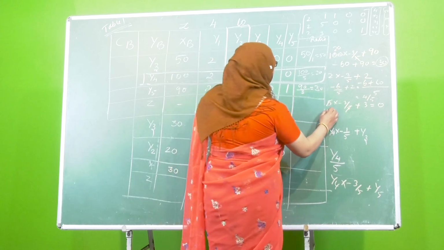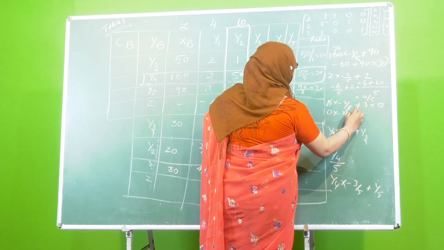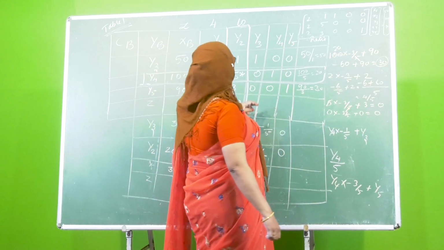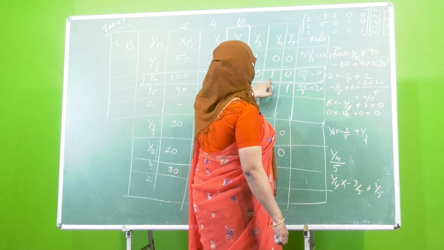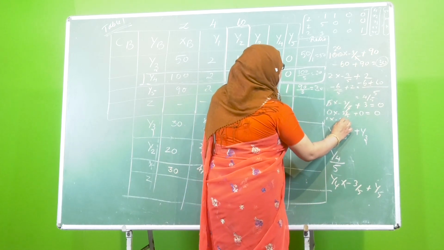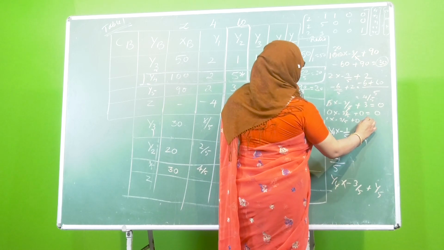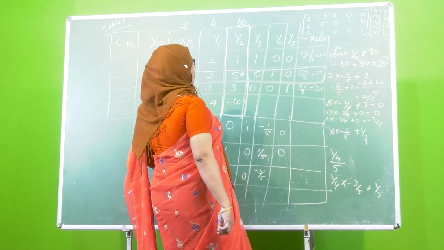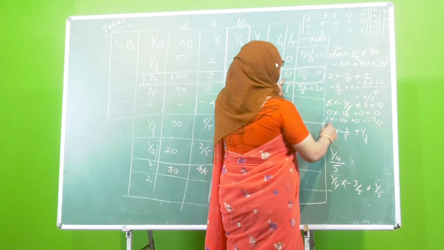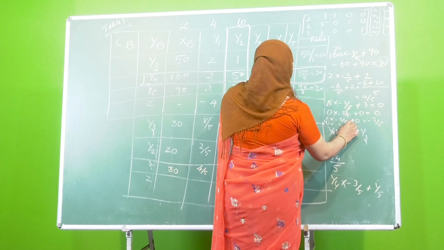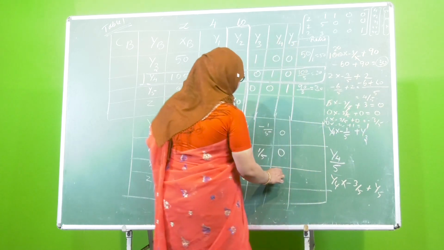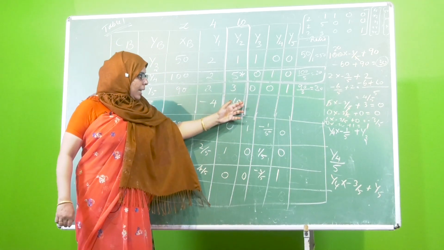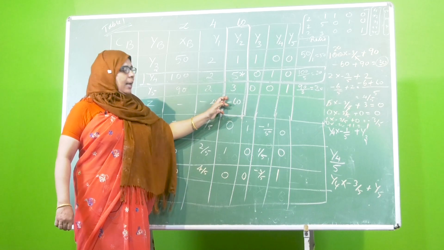Next, 0 into minus 3 by 5 plus 0. That is 0. Next, 1 into minus 3 by 5 plus 0. That is minus 3 by 5. Next, 0 into minus 3 by 5 plus 1. That is 1. Okay. Next, in the same way, we have to make zeros the minus 10.